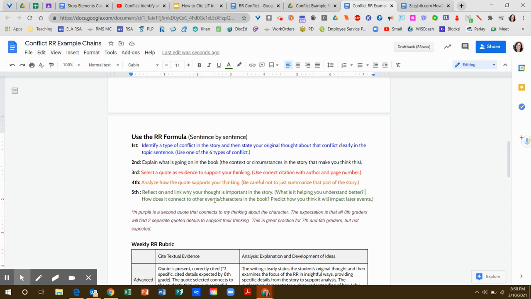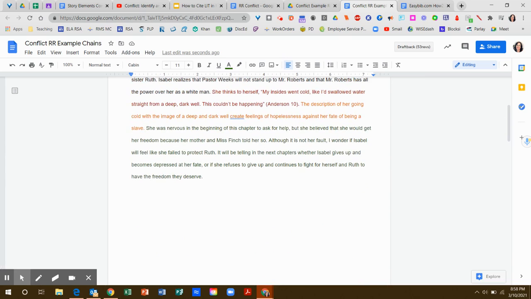I don't know enough in the reading yet to really talk about how it's connected to other events or characters. What I can do, though, for sure, is predict how I think it's going to impact later events. And so because I'm so early in the book, I chose that path. So I wrote, she was nervous in the beginning of this chapter to ask for help, but she believed that she would get her freedom because her mother and Miss Finch told her so.